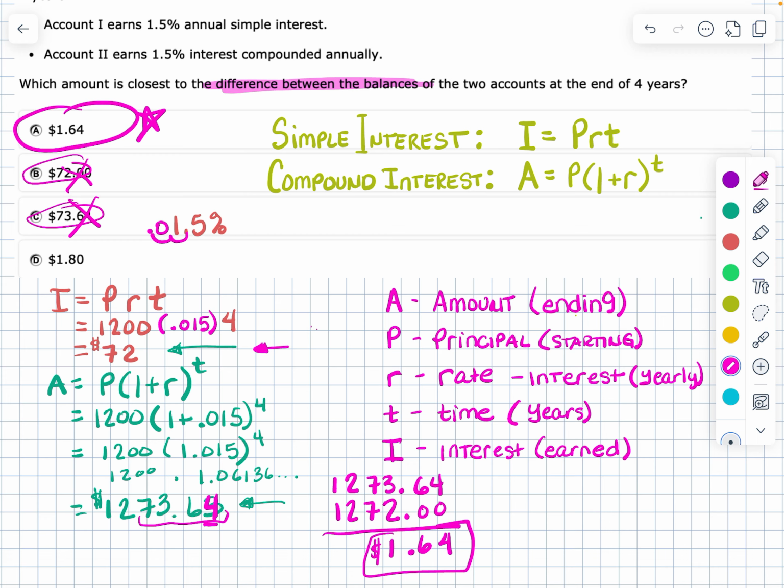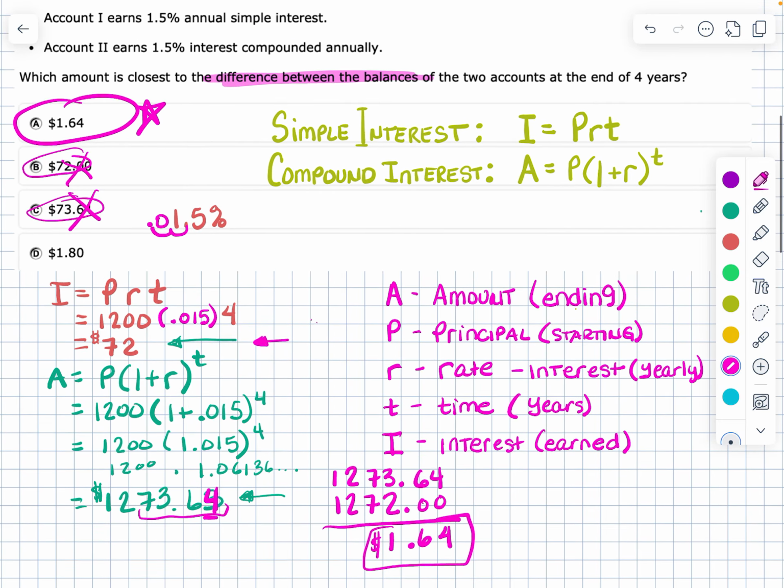You know, everybody's going to be doing this in the future. You're going to be putting your money in. You're going to see, well, is this simple interest or compound interest, you know?